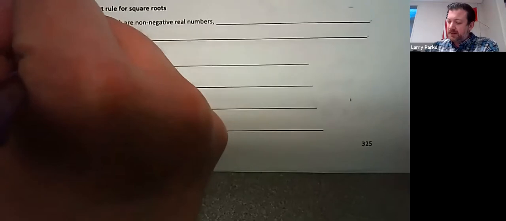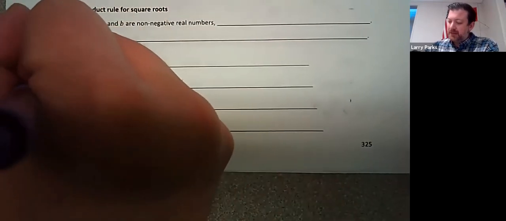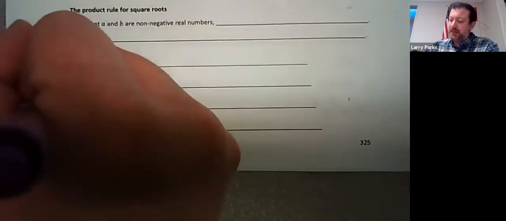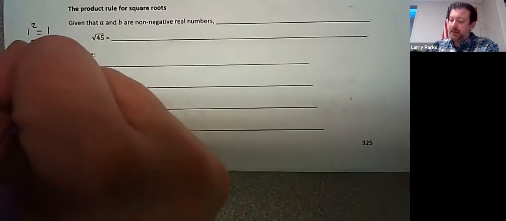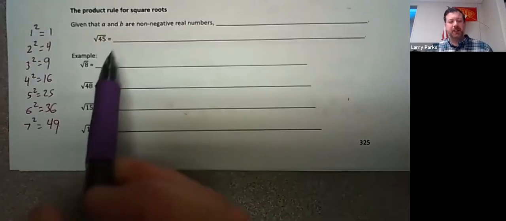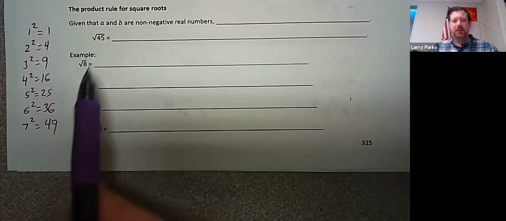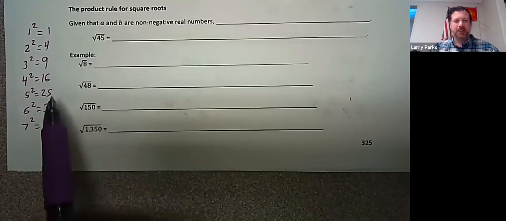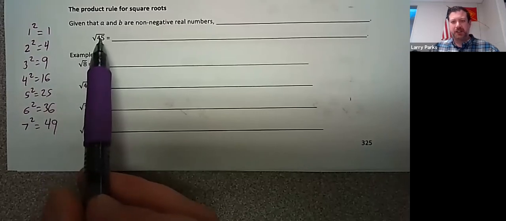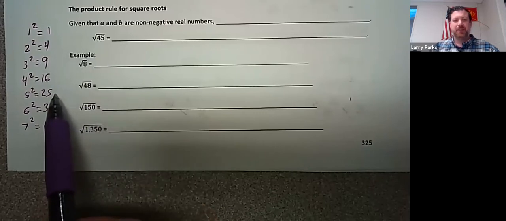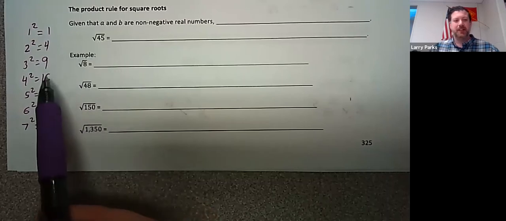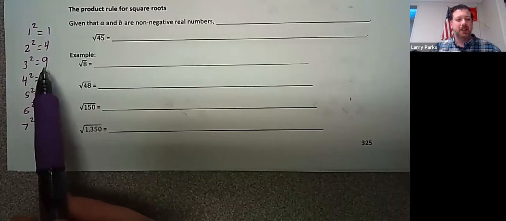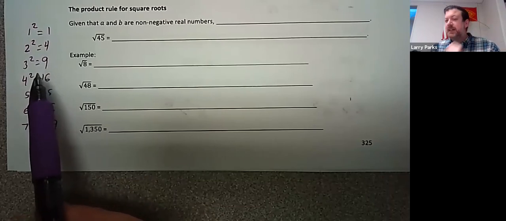4 squared is 16. 5 squared is 25. 6 squared, 36. 7 squared, 49. And so when I think about 45, what's the largest number that divides into 45? 49 is bigger than 45, that doesn't work. 36 does not divide into 45. 25 does not divide into 45. 16, you take 45 divided by 16, you get 2.8 and some, so not 16. 45 divided by 9, yeah, that's 5.